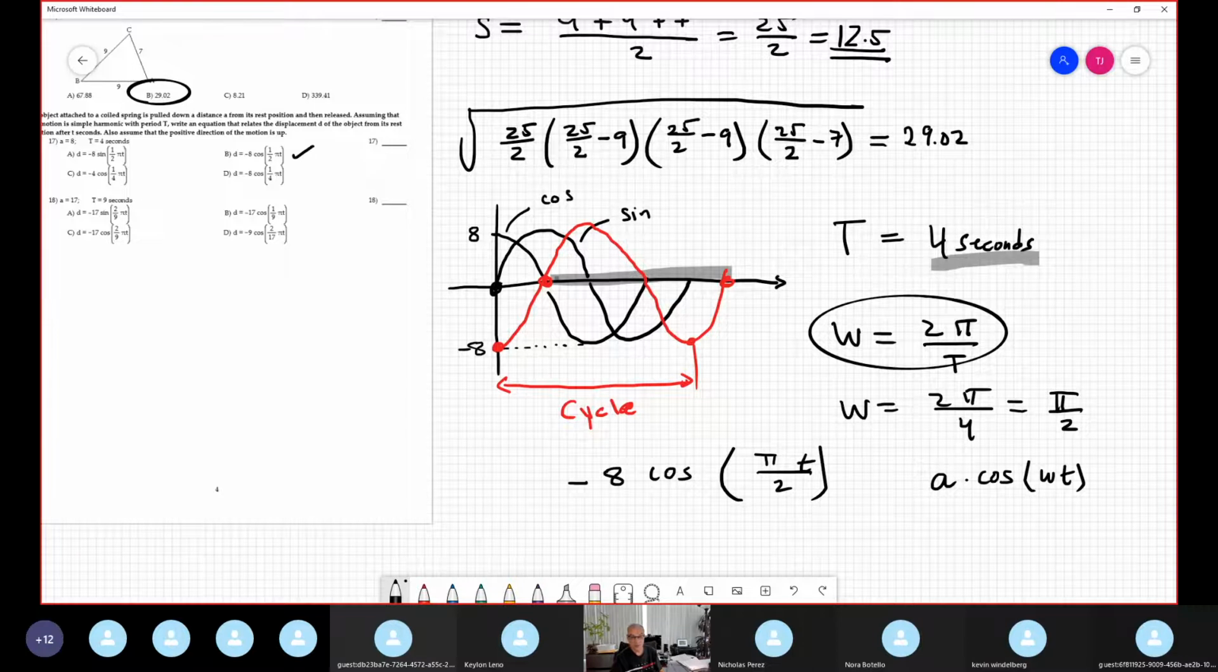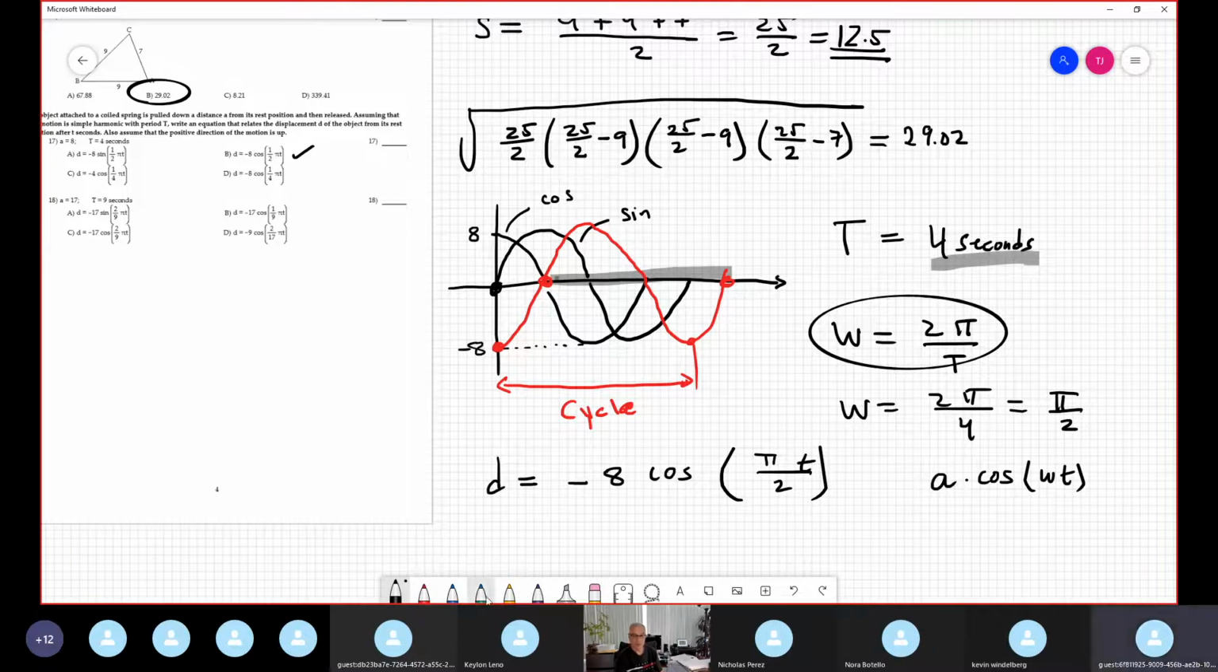This is the formula for what? The displacement of the object of the system formed by spring and mass. Do you understand the basic idea or no? I didn't understand, Professor. Why is it cosine?